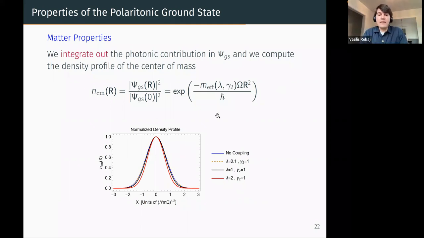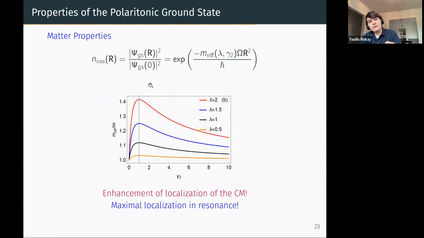So what this means is that this effective mass is getting larger, and this is why you see a localization of the center of mass, okay? And to appreciate this phenomenon better, we plot how the effective mass behaves as a function of the relative cavity frequency. So gamma 2 is the ratio between the trap and the cavity frequency. And what we see for different values of lambda is that at first the effective mass increases, but at the point where light excitations and matter excitations are on resonance, the effective mass gets its peak. So the localization of the center of mass becomes maximal when light and matter are on resonance.